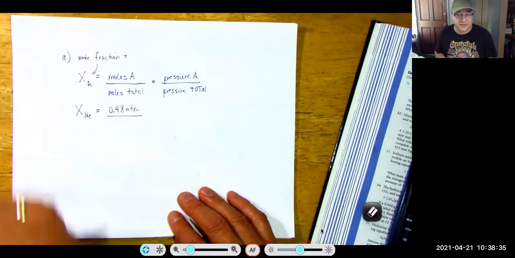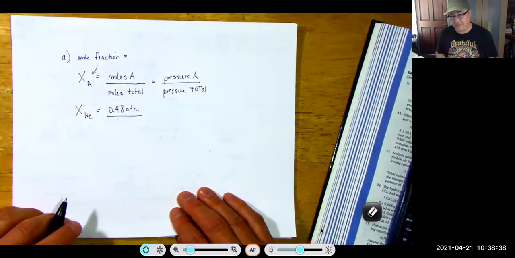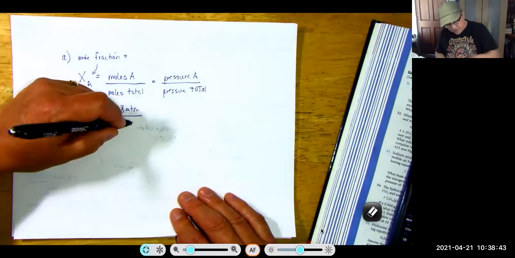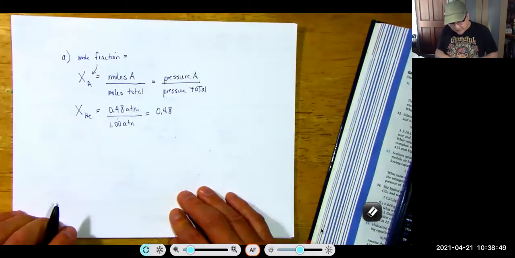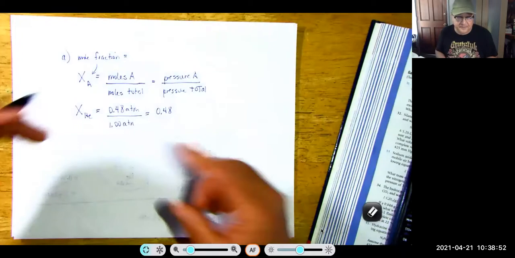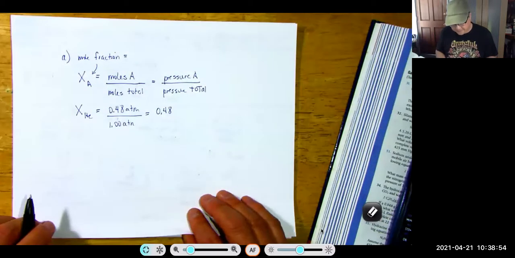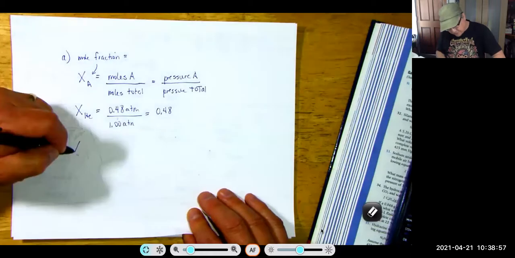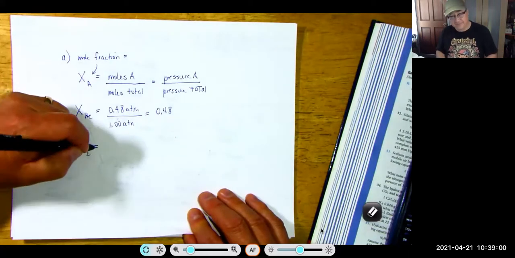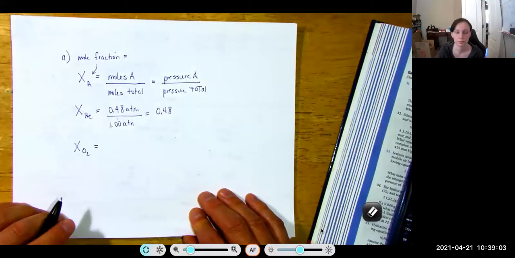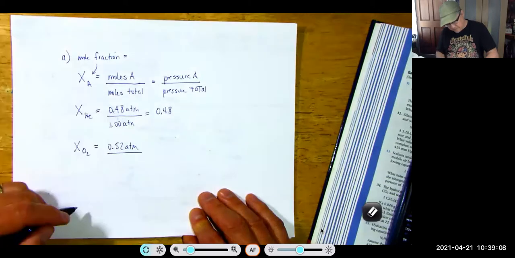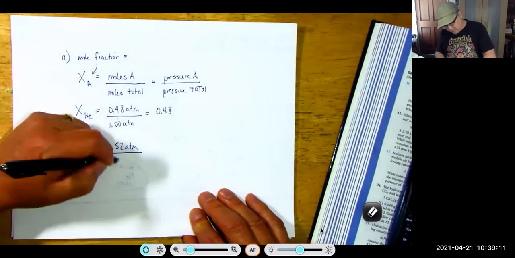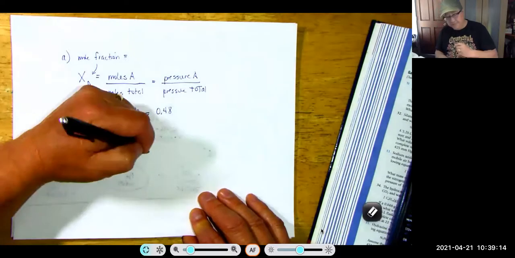Now, what was the total pressure in that second balloon? 1.00. So the mole fraction is 0.48. And it has no units because the atmospheres cancel. Okay. Now, what is the mole fraction of O2? 0.52. Right. Atmospheres over 1.00 atmospheres, which is 0.52.